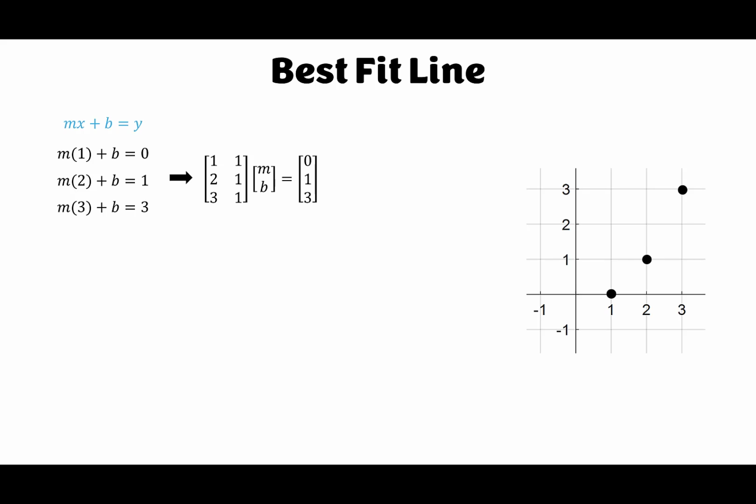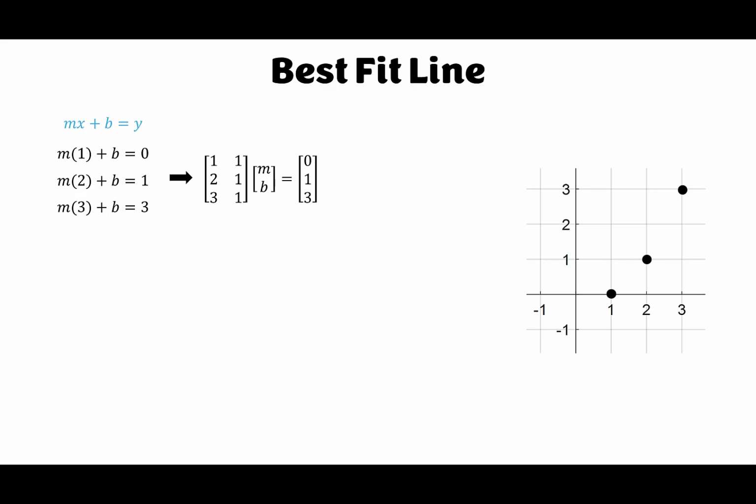And here you just got to remember the definition of a matrix times a vector. It's a linear combination of the columns using m and b as the weights. So it'd be m times the first column plus b times the second column is equal to the 0, 1, 3 vector. And that's equivalent to our system of equations.